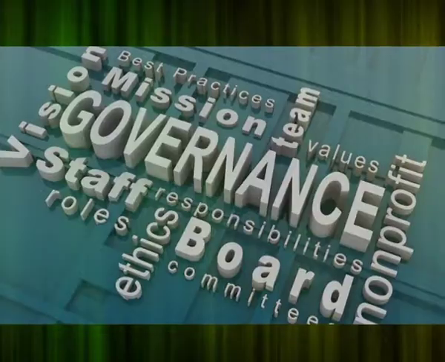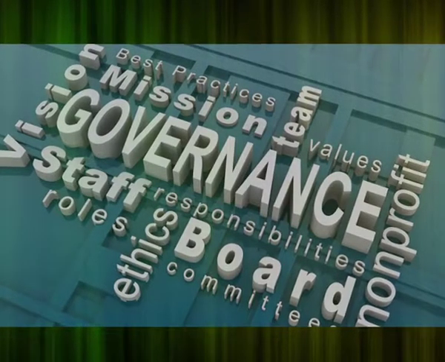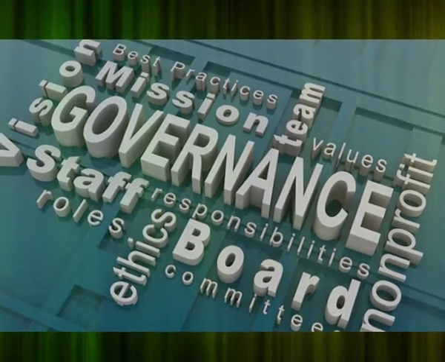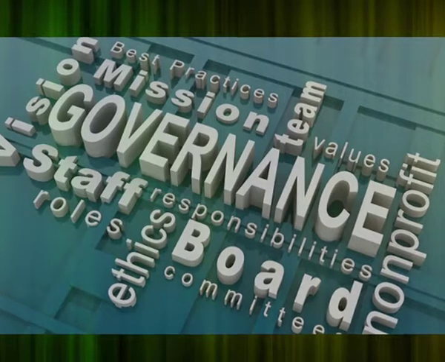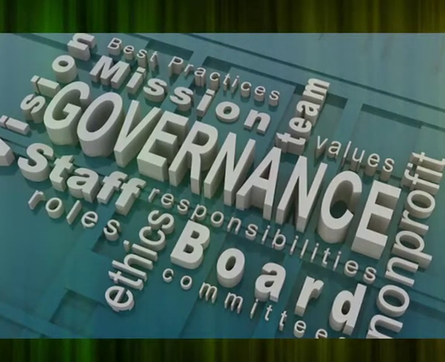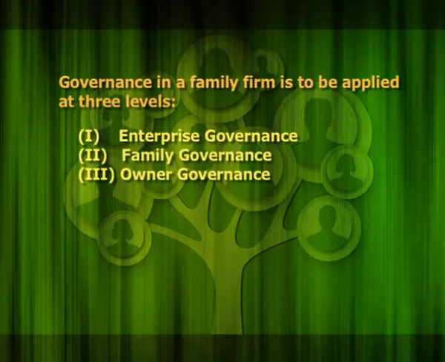Friends, governance includes all the parties within its realm, that is the owners, management, employees, suppliers, customers, the regulators, government, lending institutions and the community. Governance in a family firm is to be applied at 3 levels. First level is enterprise governance.